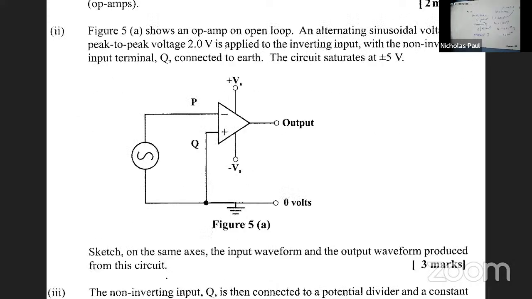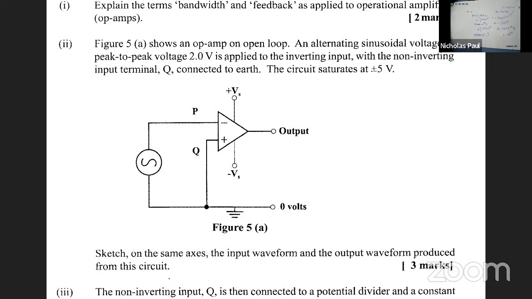Anybody remember the way I solved this? Remember, we did it by a circuit. So we had an alternating peak to peak voltage. What does peak to peak mean? Peak to peak means from this peak to this peak, that voltage is 2 volts. So it also means that if the peak to peak is 2, the highest is 1 and the lowest is -1. And it saturates at plus and minus 5.